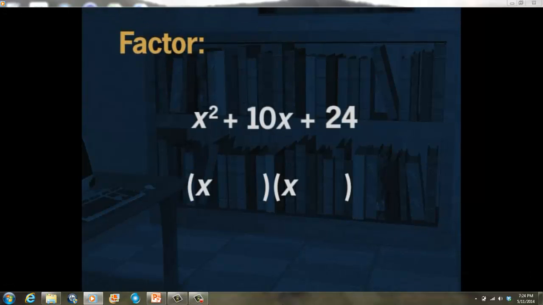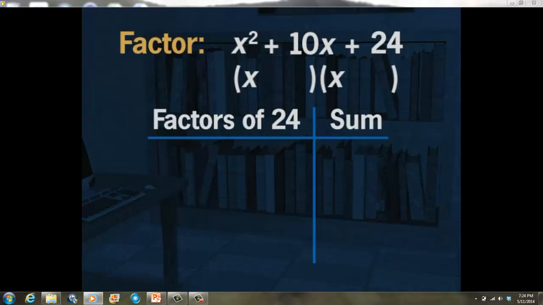The middle term of the trinomial is 10x. The sum of the outer and inner products must be 10x. So the constant terms in the binomial factors must be two numbers whose product is 24 and whose sum is 10. For each of the 6 examples that we are going to look at, I would like you to include this small table that lists the factors, in this case of 24, and the sum. This is a good habit to get into as you're learning to solve trinomials of this form.